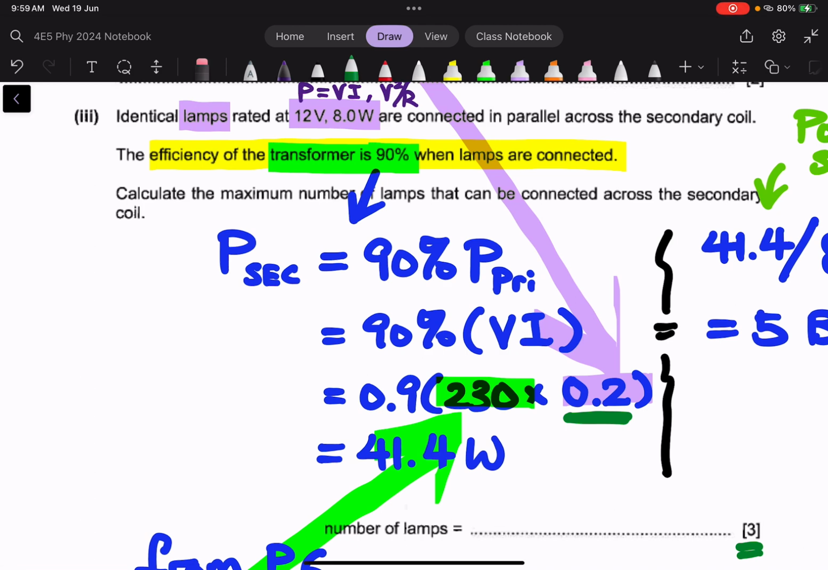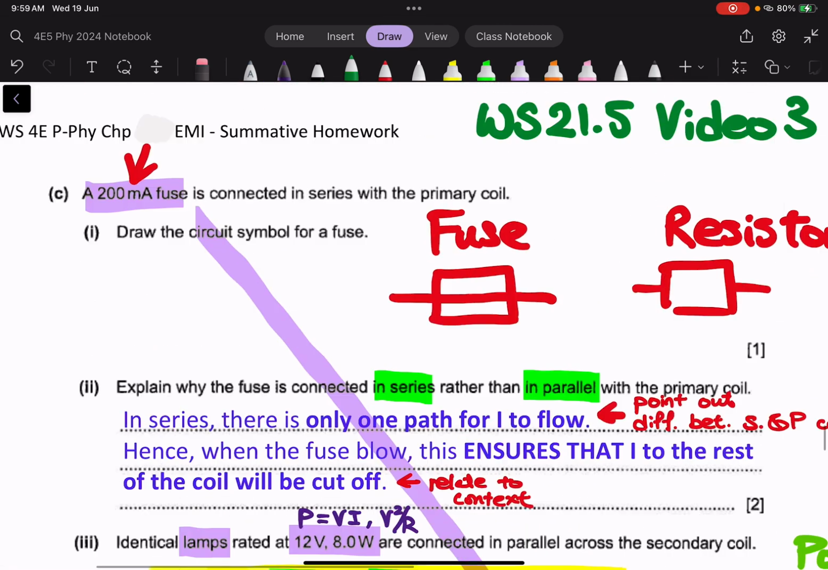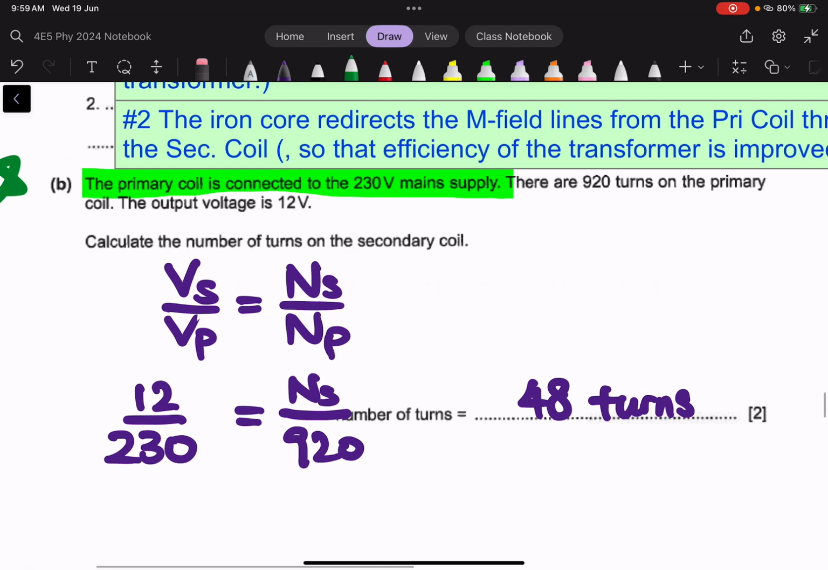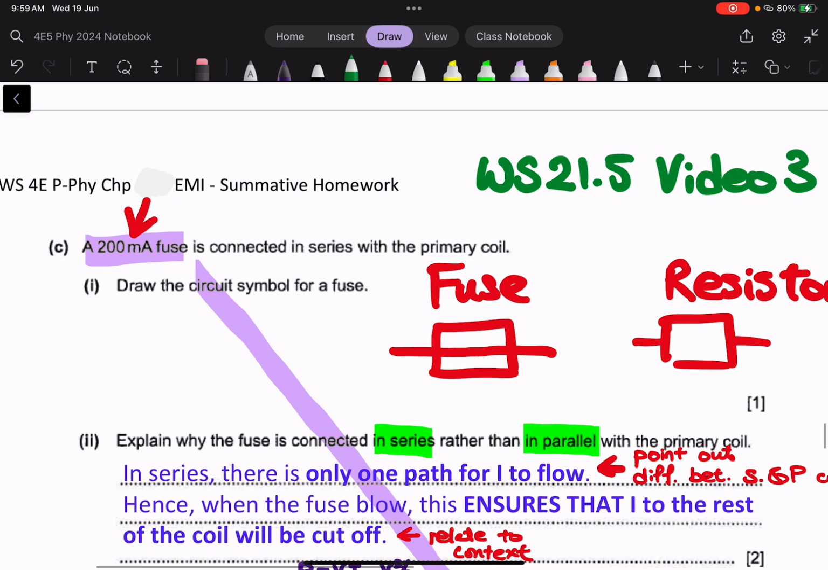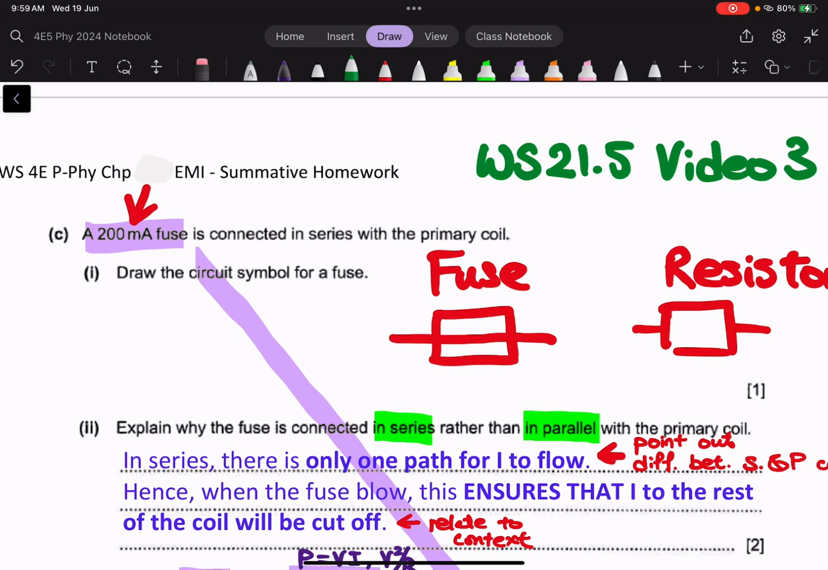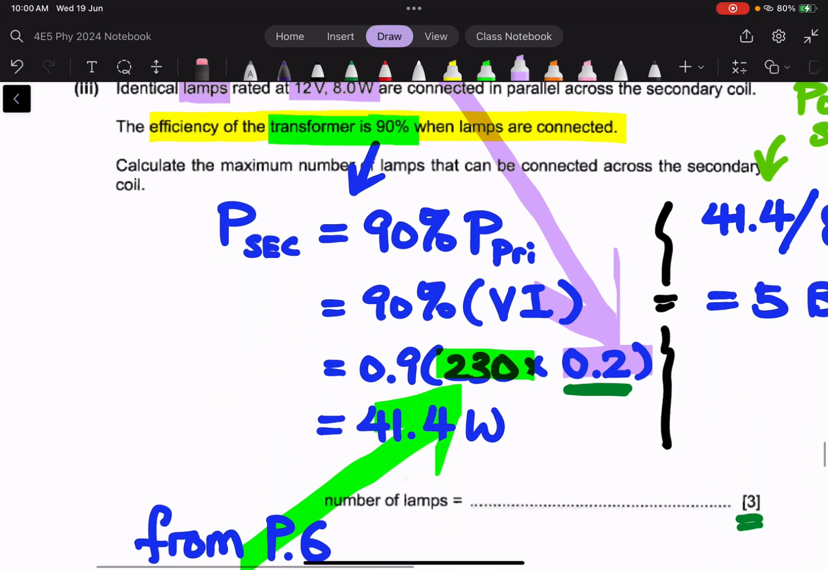So I had no idea what the current flowing through the primary coil was, because if I look here, there's no information on the current of the primary coil. So where is the primary coil? Here. If there is a 200 milliampere fuse connected to the primary coil, it means my primary coil can use at most 200 milliampere. And I want to connect the maximum number of light bulbs, so I will use the maxed-out current. So this 200 milliampere is to be substituted here.